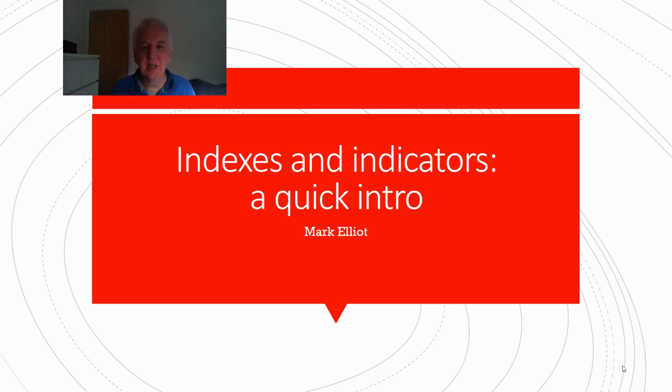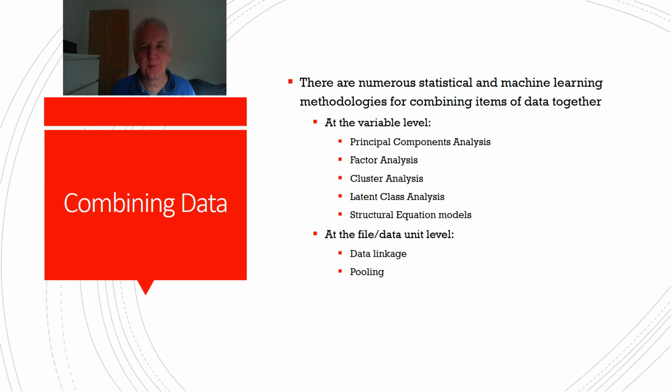Hello, I'm going to give you a quick introduction into the topic of indexes and indicators. There are many different statistical and machine learning methods for combining items of data together. At the variable level, principal components analysis or PCA, factor analysis, cluster analysis, latent class analysis, structural equation models, all of which do slightly different jobs but are about bringing items of data together. At the file level, we have data linkage and other forms of integration and pooling together different samples in order to create a bigger sample.